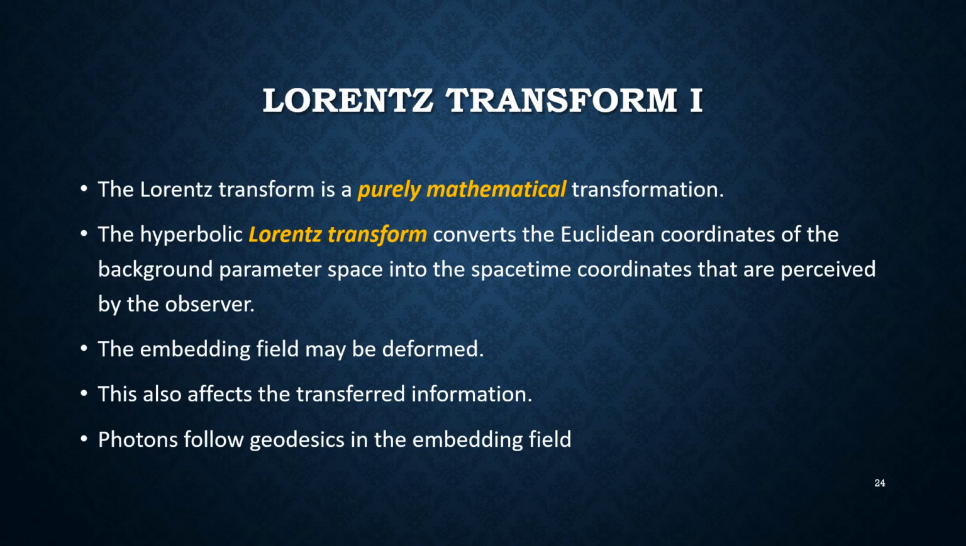The Lorentz transform is a purely mathematical transformation. The hyperbolic Lorentz transform converts the Euclidean coordinates of the background parameter space into the space-time coordinates that are perceived by the observer. The embedding field may be deformed. This also affects the transferred information. Photons follow geodesics in the embedding field.